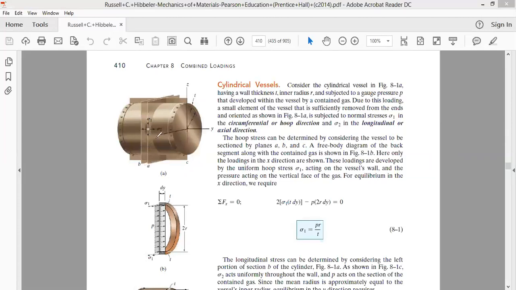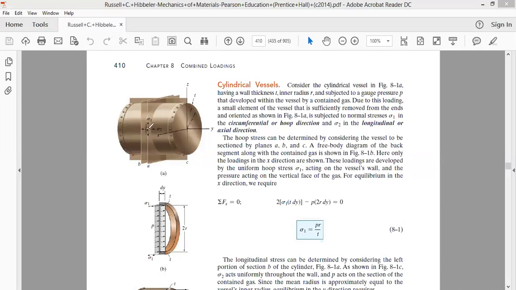Now, a small element has been isolated and drawn on this vessel. As far as this small element is concerned, the pressure inside the fluid will try to increase the diameter, and it will also try to increase the length. It's very easy to visualize that on this stress element, because of the fluid pressure, stresses will be created and they will try to increase the length of this element. It will try to cause elongation of this element.